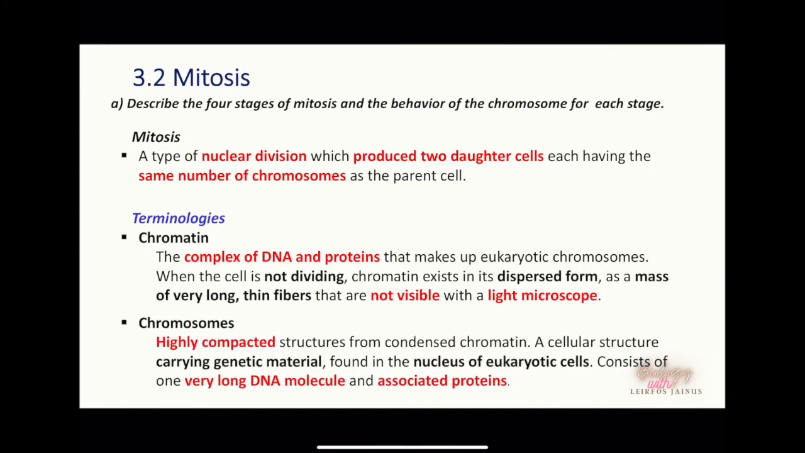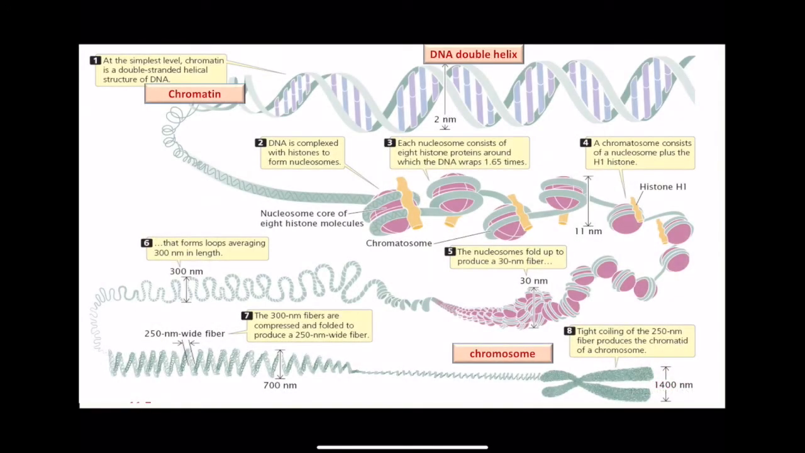Chromosome is a highly compacted structure from condensed chromatin, a cellular structure carrying genetic material found in the nucleus of eukaryotic cells. It consists of one very long DNA molecule and associated proteins.